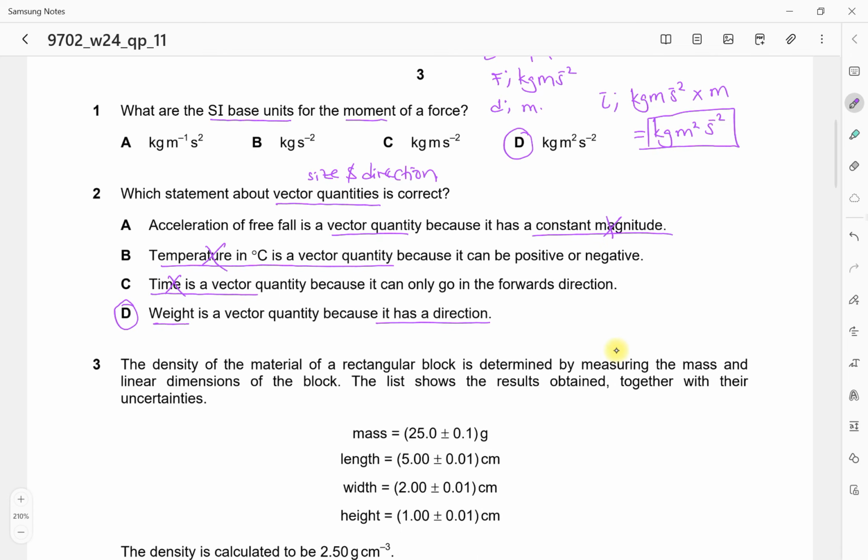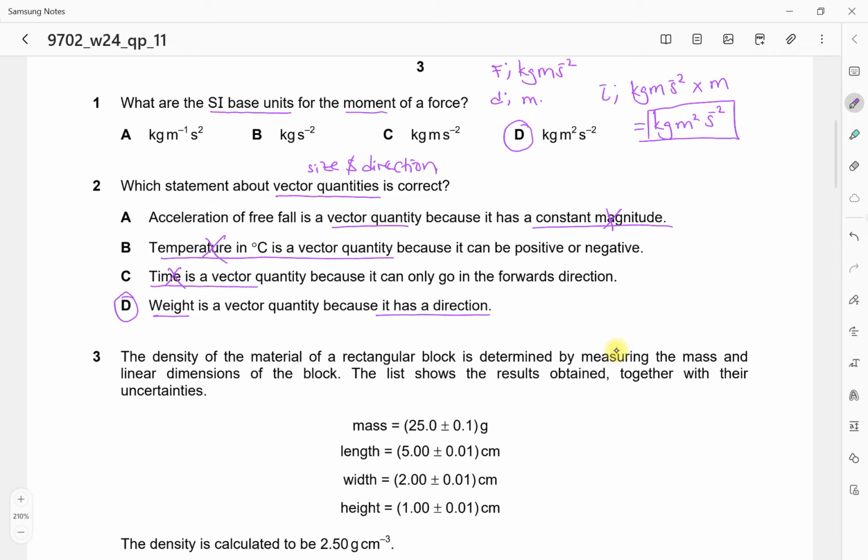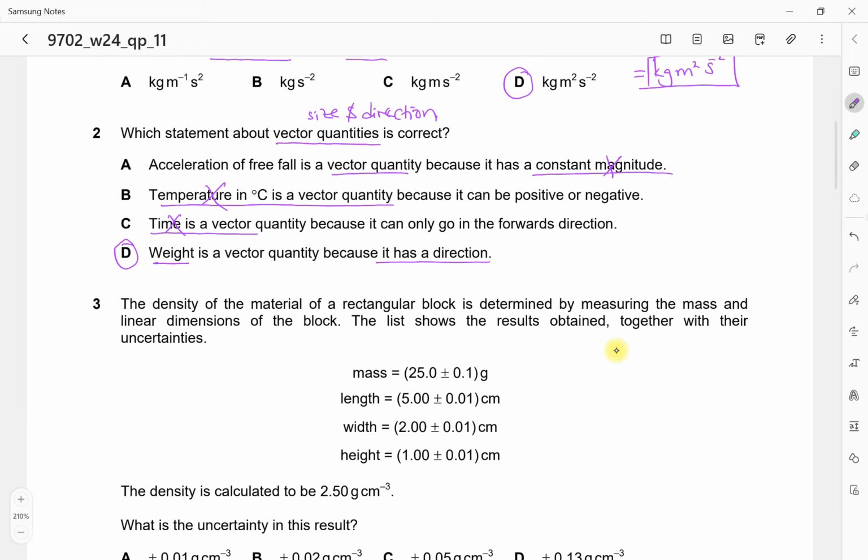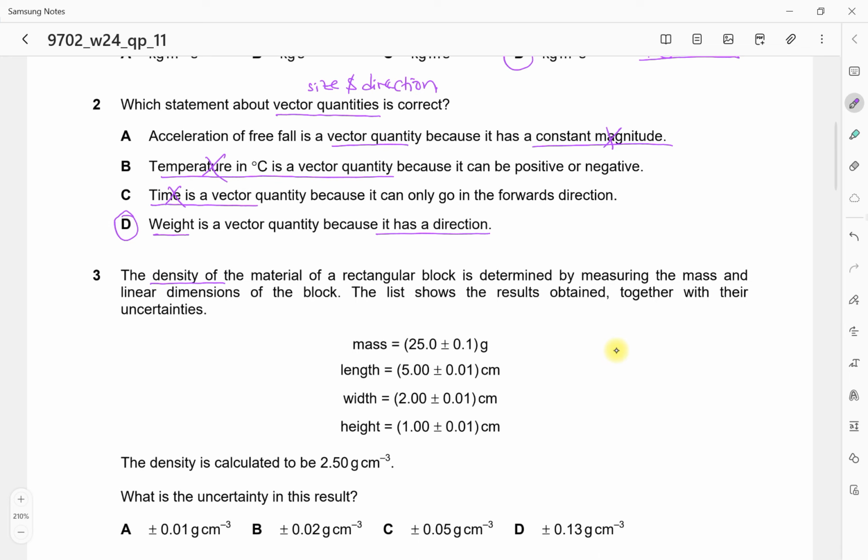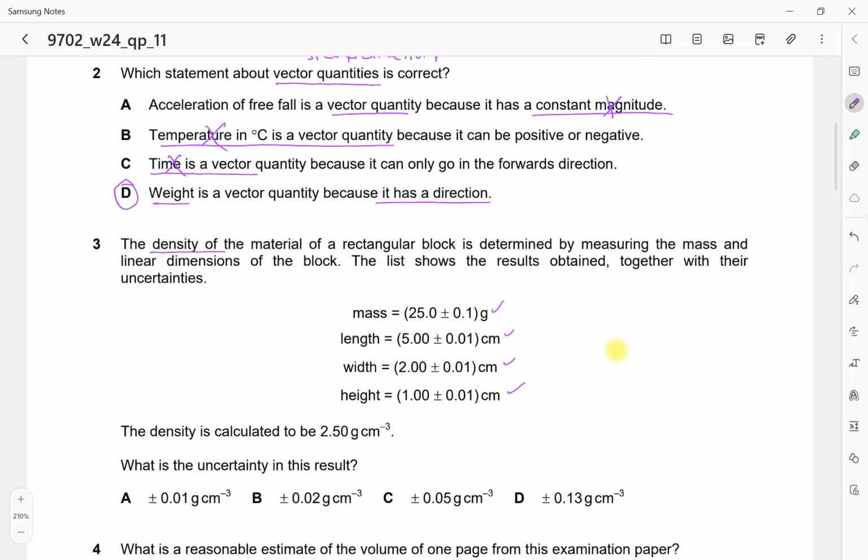Density of the material of a rectangular block is determined by measuring the mass and the linear dimensions of the block. The list shows the results obtained together with their uncertainties. So the quantity is density. So these are the quantities given: mass, length, width, and height. The density is calculated to be 2.5 grams per centimeter cubed. What's the uncertainty in this result?